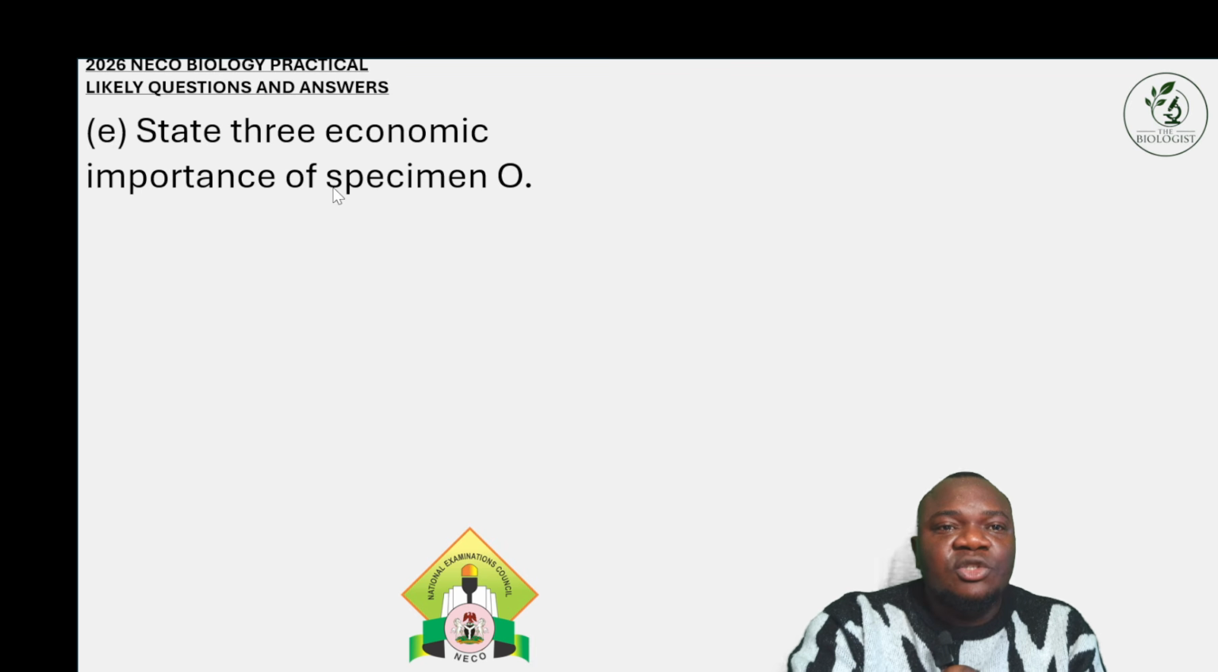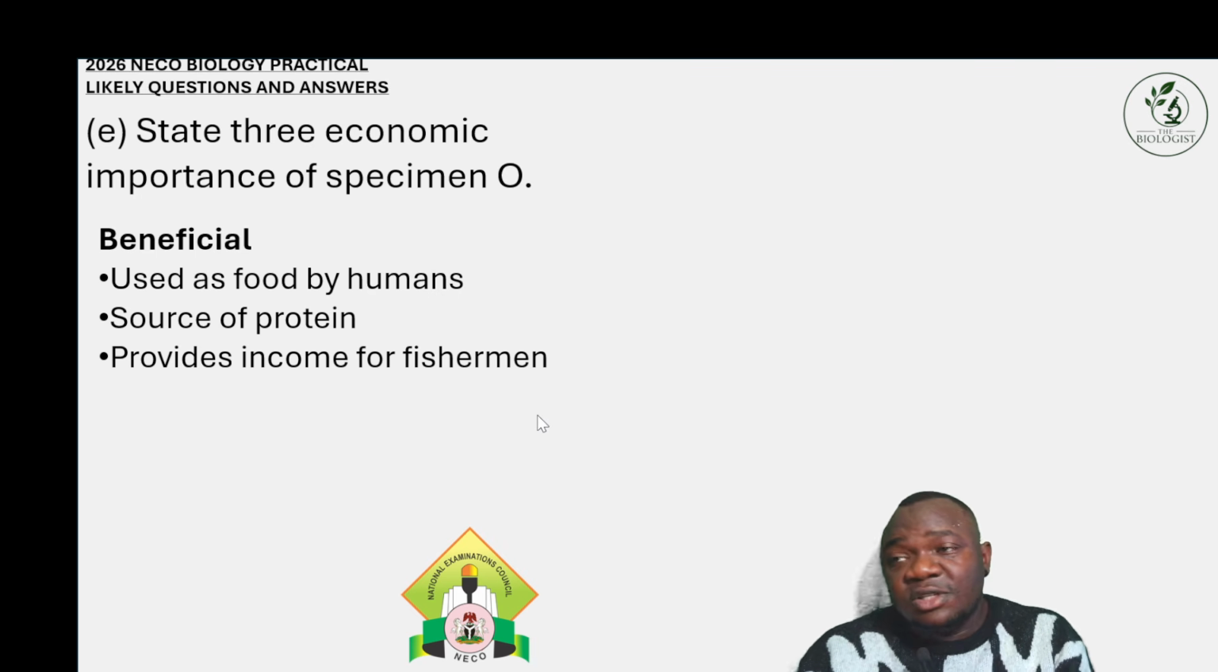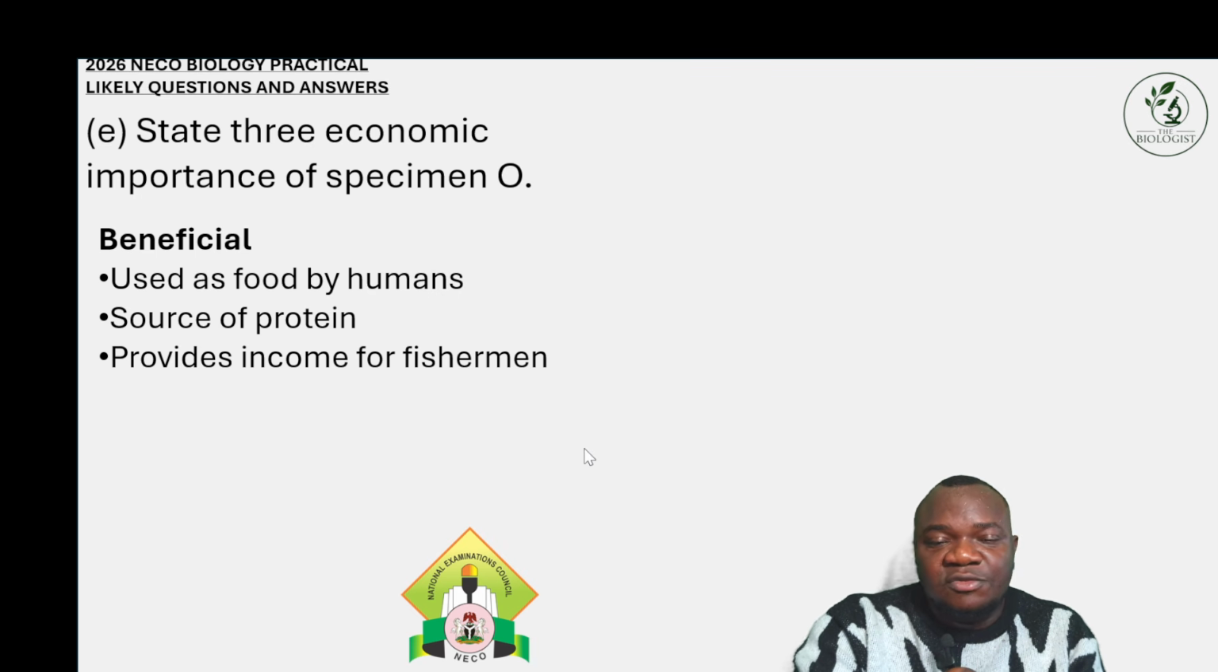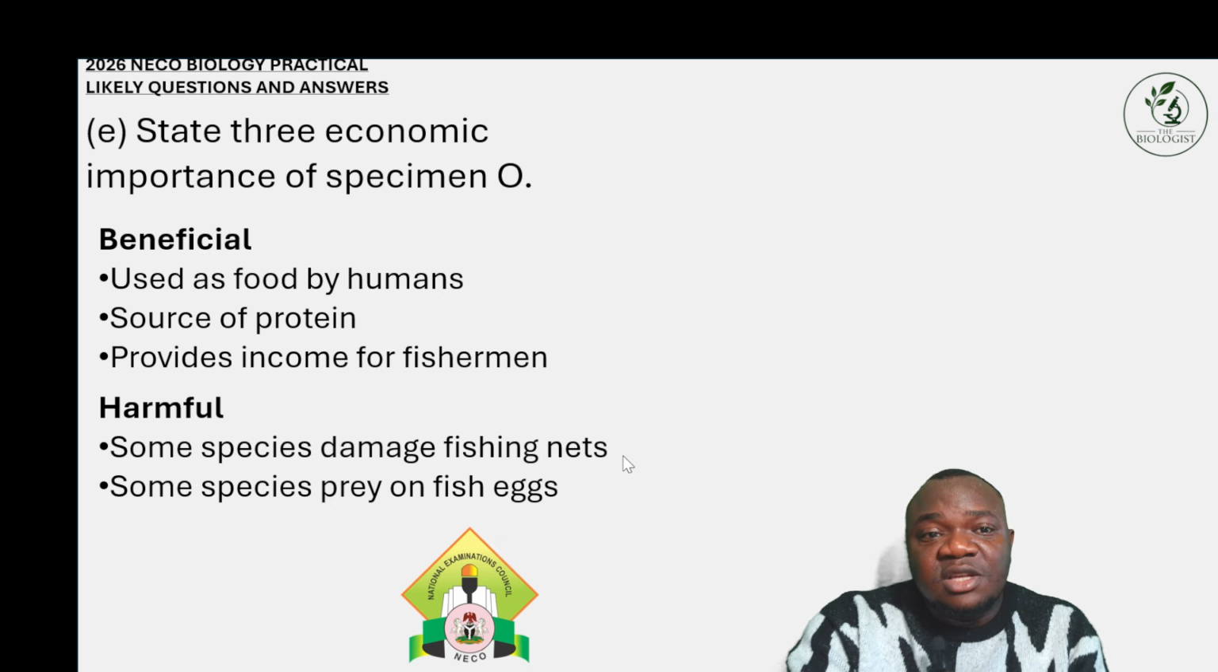To state the trade economic importance of O, we use them as food for humans, a source of protein, and they provide income for fishermen because they sell them from one place to another, and it's very good in gaining money. They're also harmful, especially as they damage fish nets and prey on fish eggs.